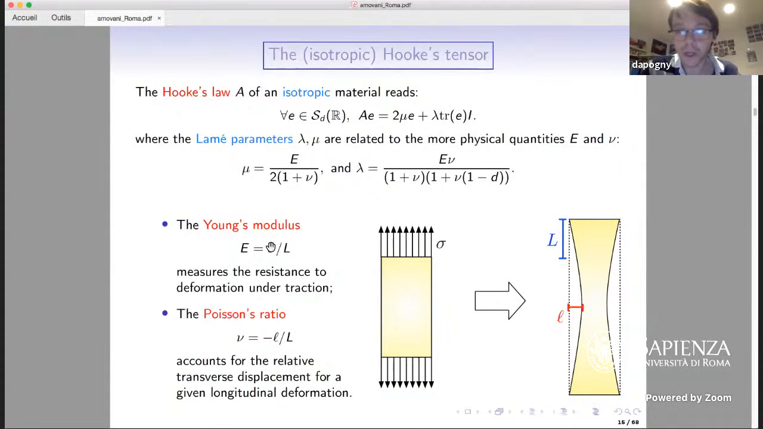In a nutshell, the Young's modulus is just the force that you have to put to stretch a piece of material by a unit length. So the larger the Young's modulus, the more resistant the material is. The Poisson ratio is just a deflection in the transverse direction when you stretch a piece of material by a unit length.